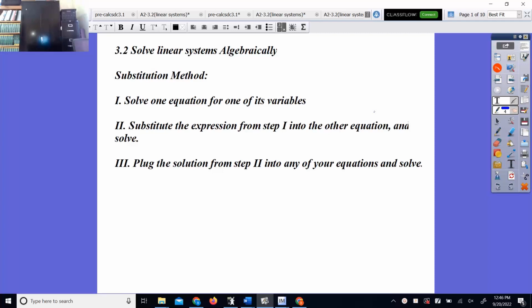2, solving linear systems algebraically. We're on math now.